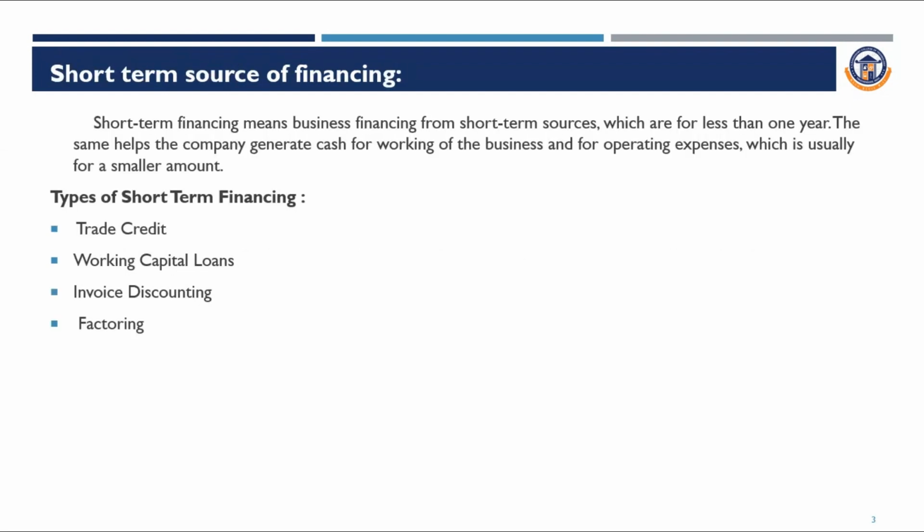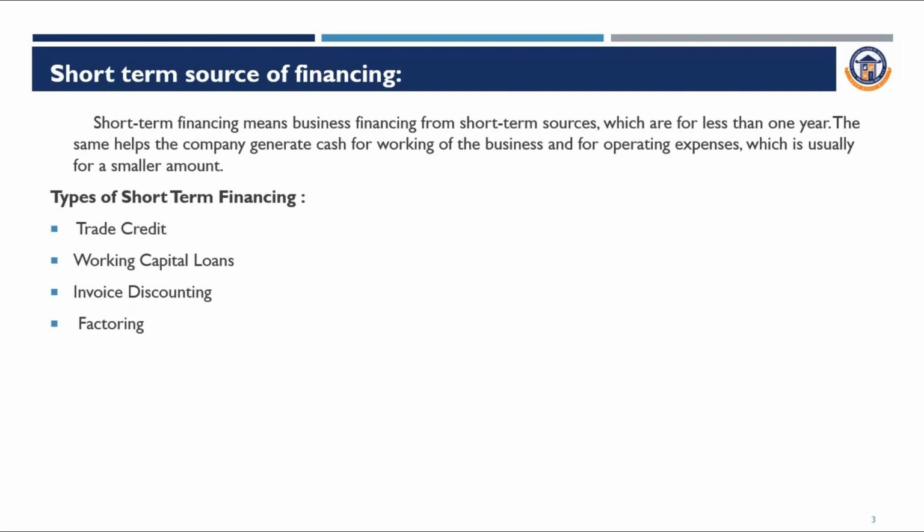First, we discuss short-term financing. Short-term financing means a business financing from short sources, which are for less than 1 year. It helps the company to generate cash flow for the working of the business and for operating expenses, which is usually for a small amount. These are the four types of short-term financing.